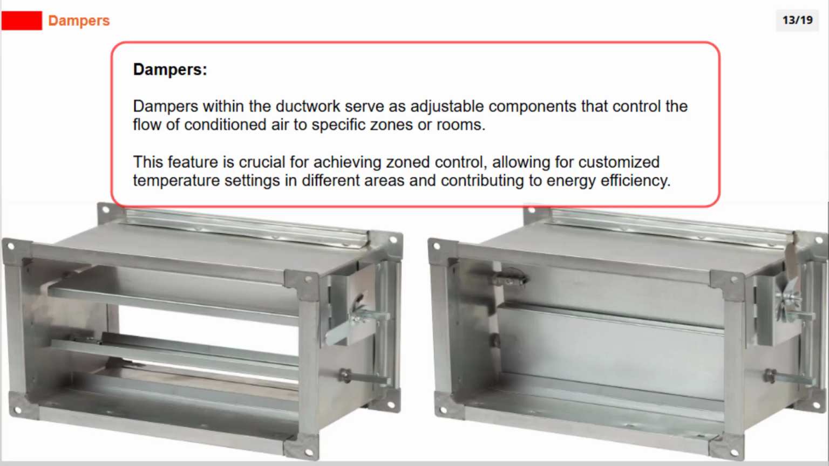Dampers. Dampers within the ductwork serve as adjustable components that control the flow of conditioned air to specific zones or rooms. This feature is crucial for achieving zone control, allowing for customized temperature settings in different areas and contributing to energy efficiency.